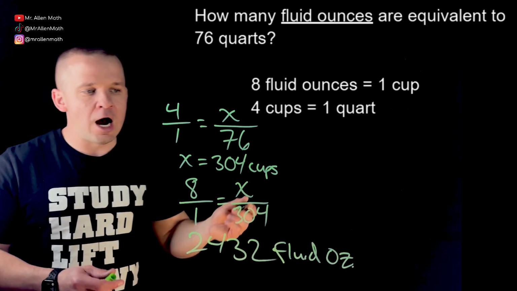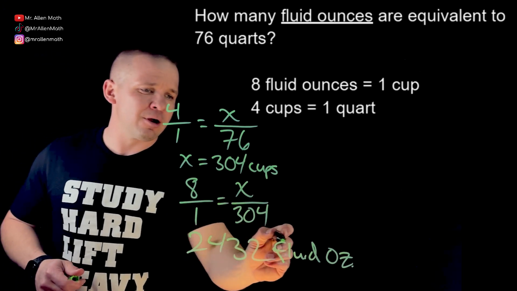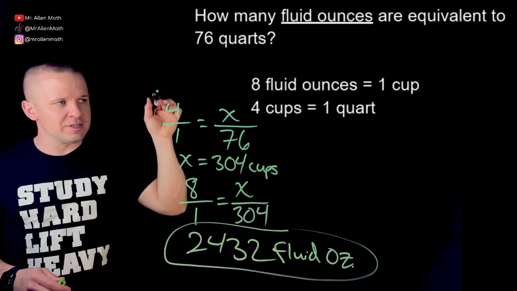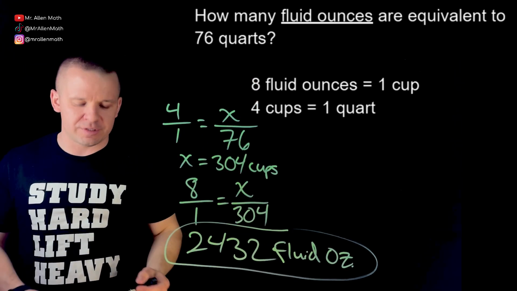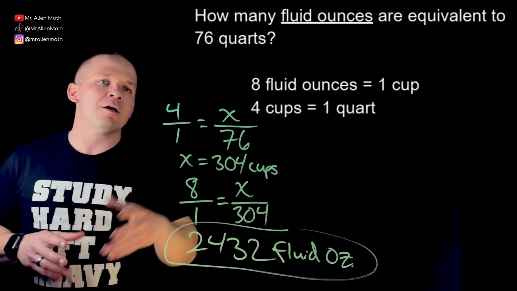Fluid ounces, OZ. Why is ounces OZ? I think I looked it up one time. I have no idea. I can't remember. Anyways, there we go, guys. Conversions. For this one, yeah, you could have just been quickly like, oh, 76 times 4 times 8. But again, I like proportions because sometimes the things don't quite line up as you thought in your head and you end up getting it wrong. So proportions for the win.